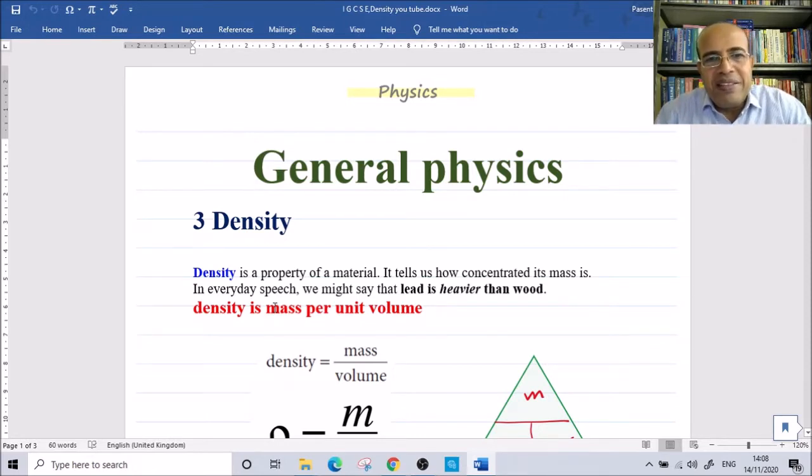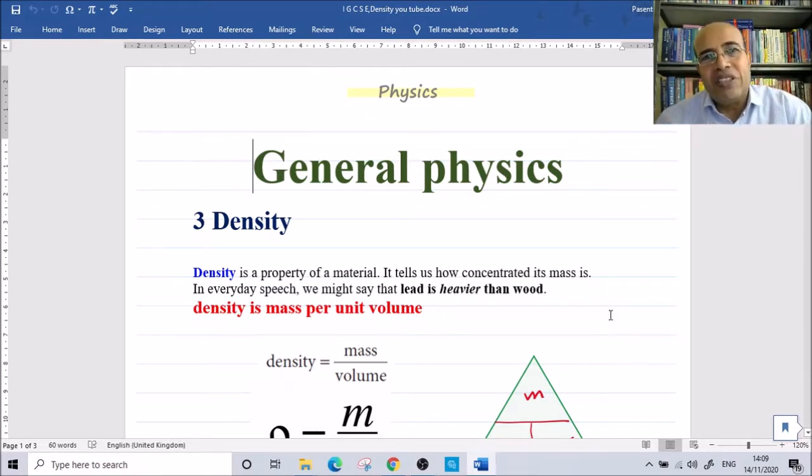In everyday speech, we might say that lead is heavier than wood if they have the same volume. So one of them is heavier than the other. Density is mass per unit volume. This is the definition of density. When the exam says define the density, we say the density is mass per unit volume.